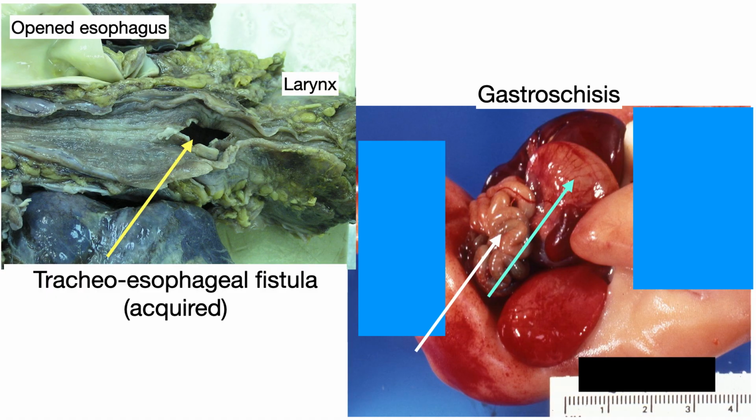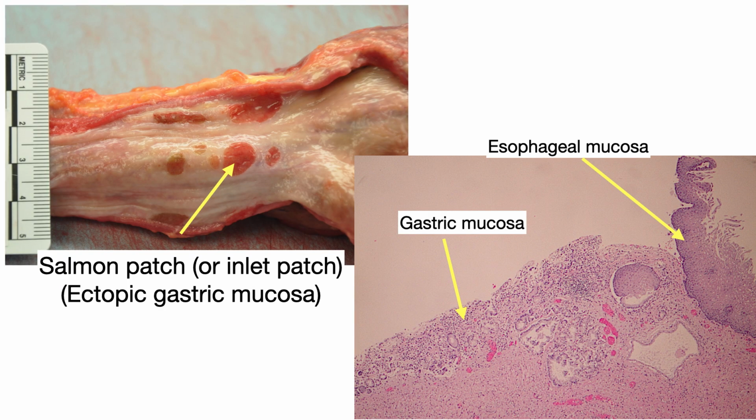So there you can see the white arrow is the small intestine, the blue arrow is the stomach, and then you can see the liver in the background there.